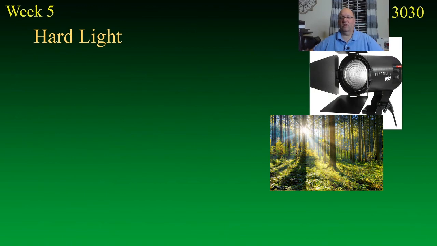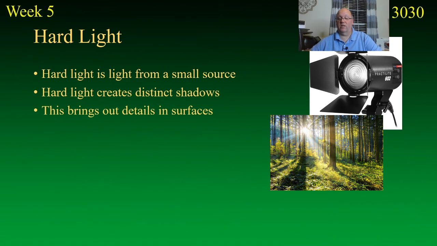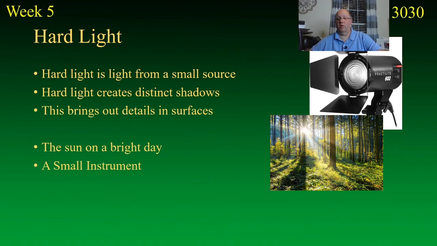Now, light also comes in two basic characters. The character of light, let's say. One character of light would be hard light. A hard light is a light that produces a very hard shadow. And so hard light is from a small light source. And so this could be a small point source of light like an instrument or the sun. Hard light creates distinct shadows, and this brings out details in the surface. And so if you have a rough surface, it may look smooth unless you have a hard light. The hard light's going to bring out those by creating shadows. The sun on a bright day or a small instrument. So those are examples of hard light.